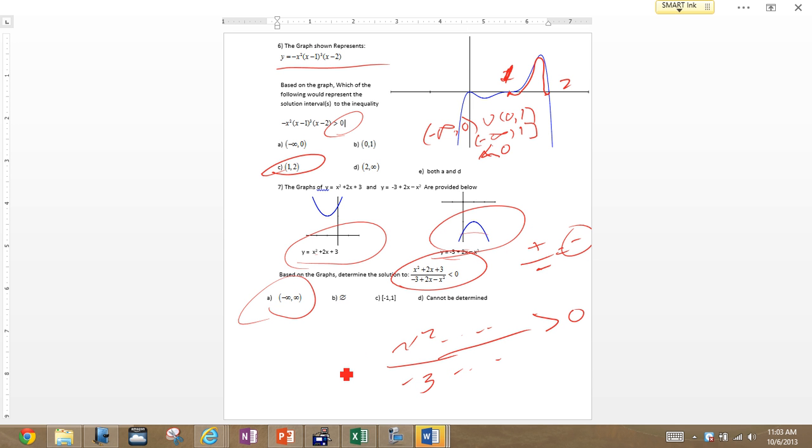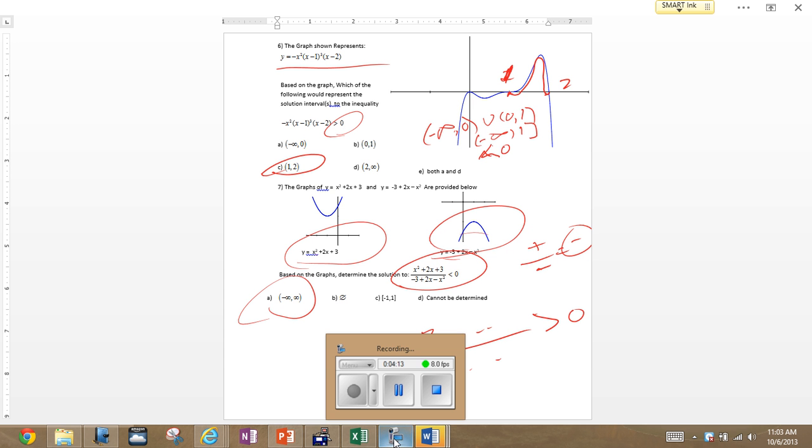So just some questions to think about based on what we've been looking at with these polynomial inequalities. And in actuality, this is what we call a rational inequality, because it's actually a polynomial divided by another polynomial. But we'll have more to say about that later.